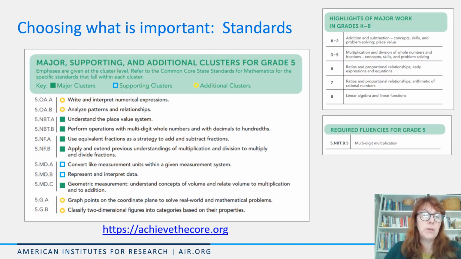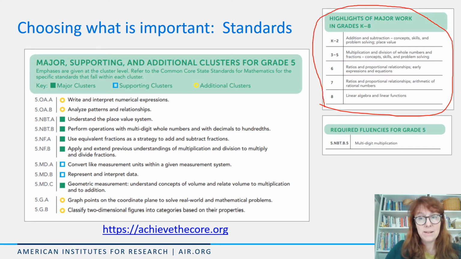Another great resource that you'll find at Achieve the Core is for each grade level, you'll find a document showing the major supporting and additional clusters for that particular grade level. When you go in there, you'll also find a chart giving the highlights of major work in grades K through 8. This is kind of a condensed version of the larger chart that we looked at on the previous slide. So when I look at this grade level, and we're going to use 5th grade as an example here, I see something called major clusters.